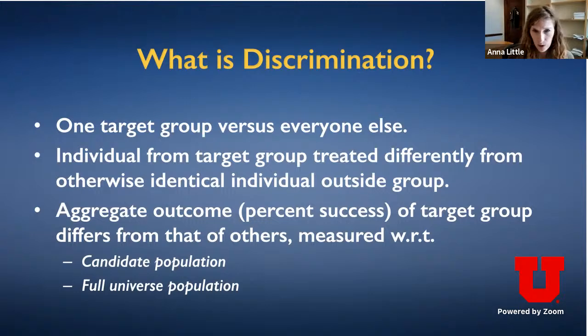Well, if one target group is treated differently than everyone else. And so we can think about this either on the individual level, that we have an individual from a target group treated differently, or we can think about it more on an aggregate level in terms of what happens in society. We can look at the aggregate outcome for a whole group of people, for some kind of minority.